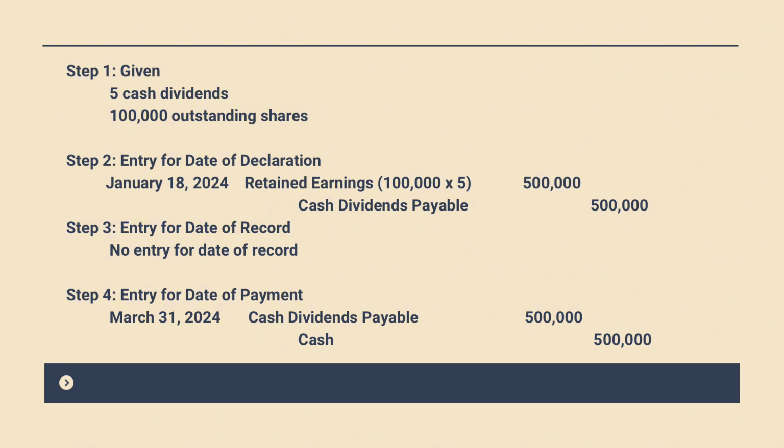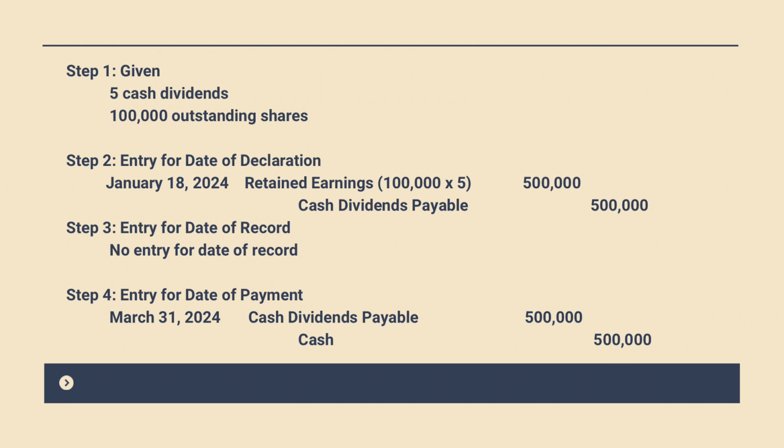Step 2, entry for date of declaration. So according to the problem, the date of declaration is January 18, 2024. So the entry is: Debit is retained earnings, which we will multiply the 100,000 outstanding shares to 5 cash dividends and we will get the value of 500,000. Credit, cash dividends payable, also 500,000.